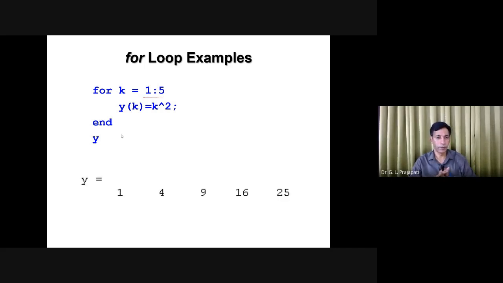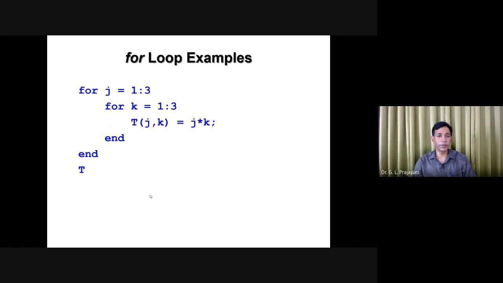Now you have the nested for loop. Within the for loop you have another for loop. So the question is: how many times will this statement be executed? 9 times.